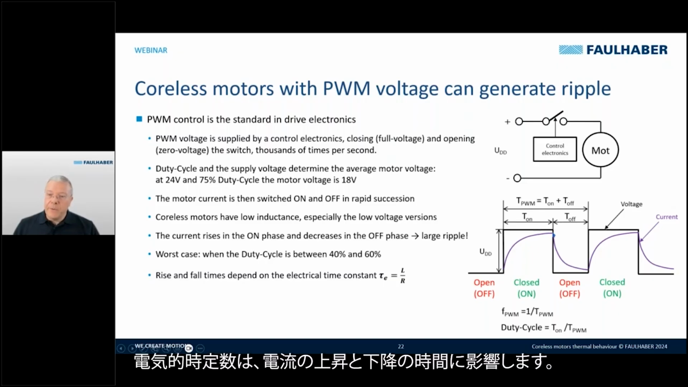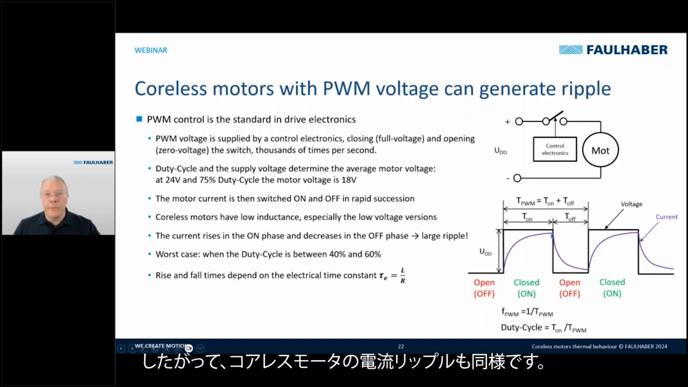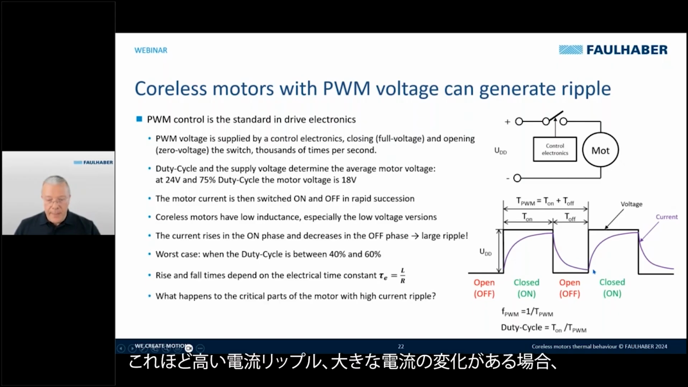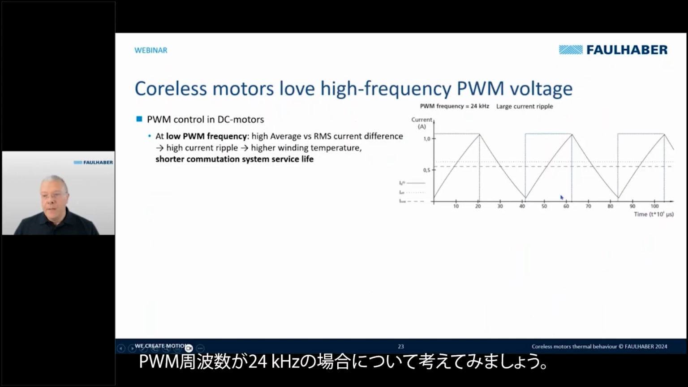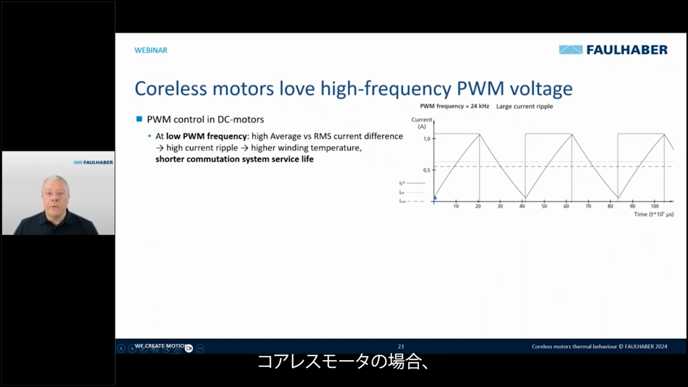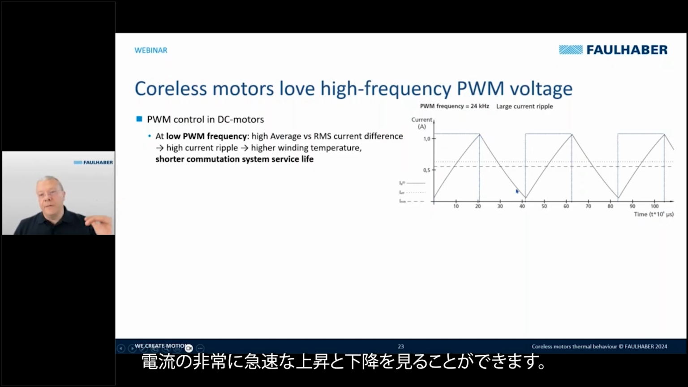The electrical time constant affects the rise and the fall time, so also the ripple of current in the coreless motors. Then let's have a look at what happens to the critical parts of the motor when we have this high current ripple, high current variation. Let's consider 24 kilohertz of PWM frequency. With a coreless motor, you can see that we have a very fast current rise and very fast current decrease.